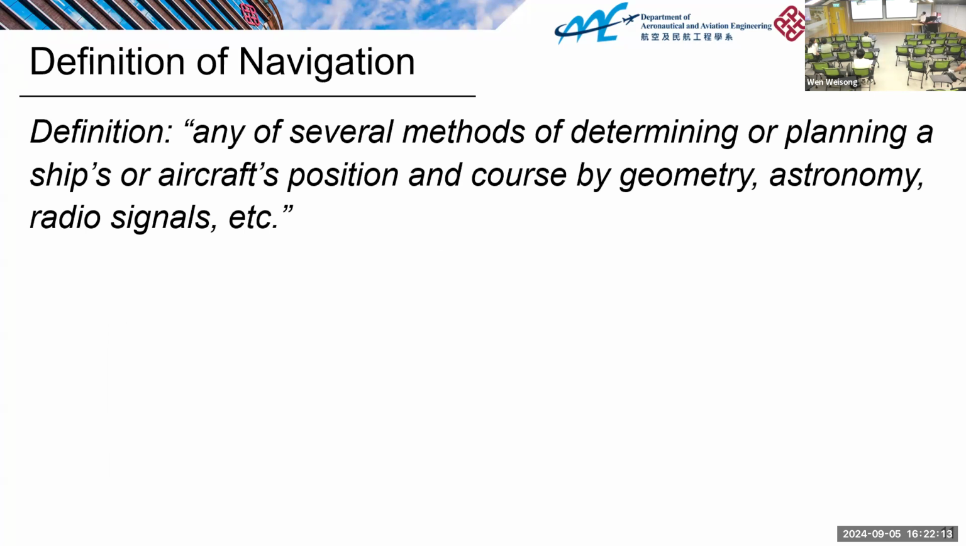So, the definition of navigation. This is from Wikipedia. The definition is: any of the several methods for determining or planning a ship's or aircraft's position and course by geometry, astronomy, and radio signals. Those are the definitions of navigation.